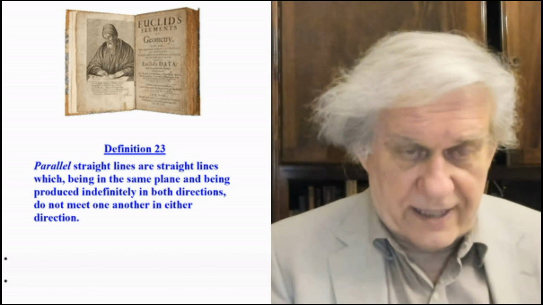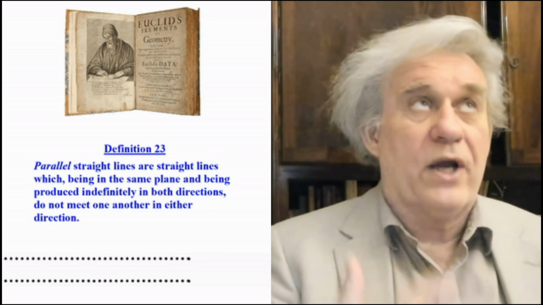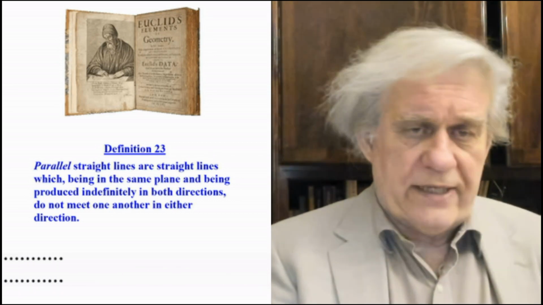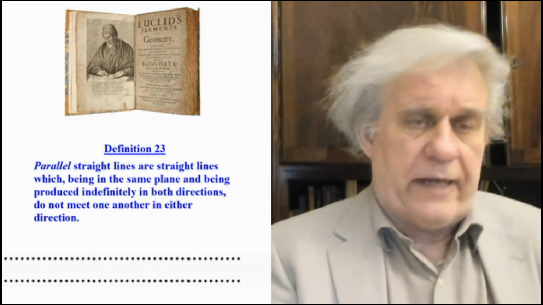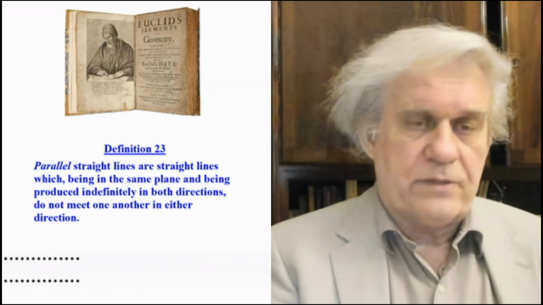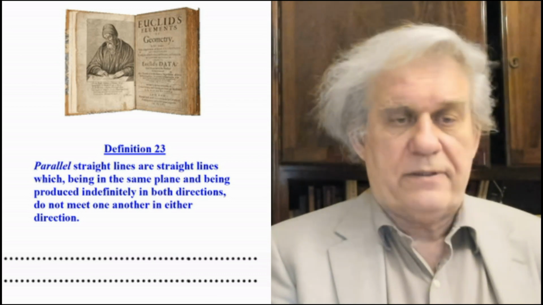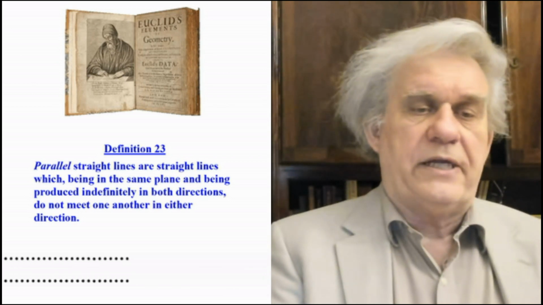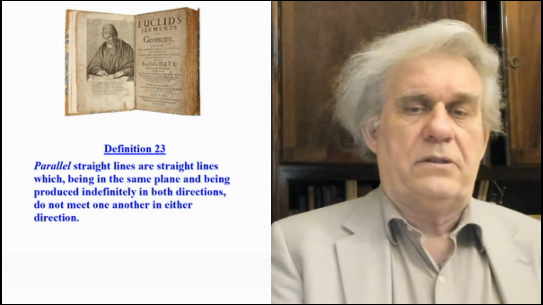Okay, what is a parallel line? Or parallel lines, what are they? And you find it in definition 23, book 1. He says parallel straight lines are straight lines which, being in the same plane and being produced indefinitely in both directions, do not meet one another in either direction.